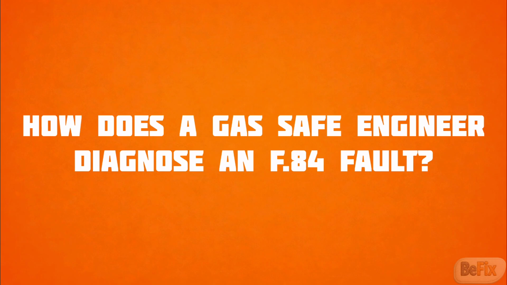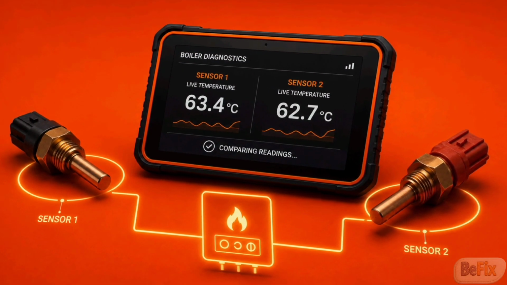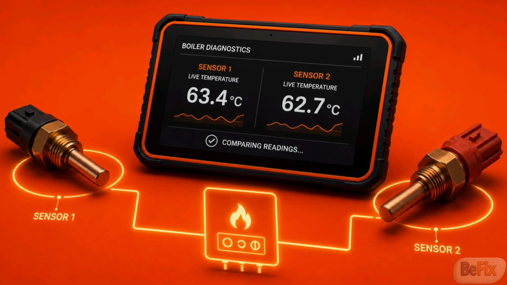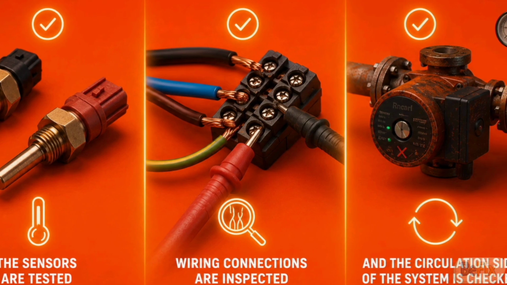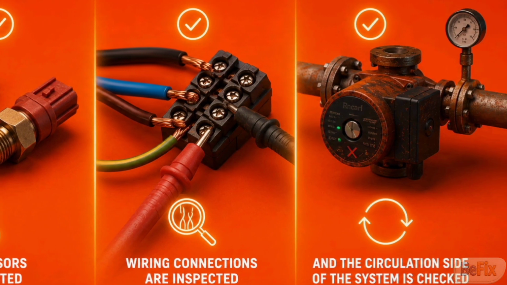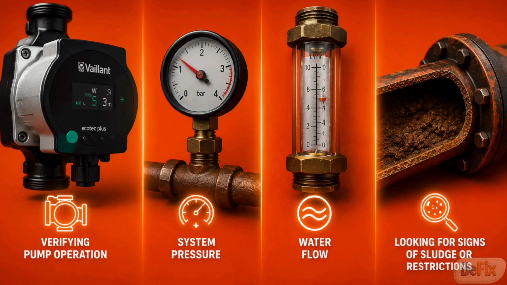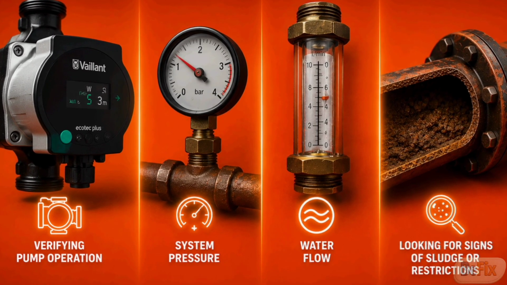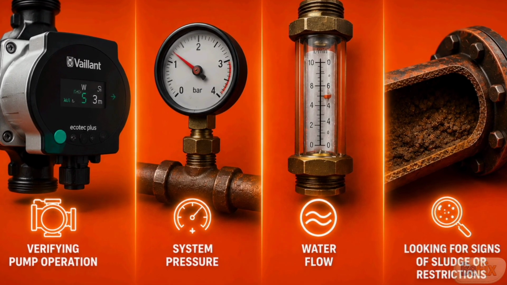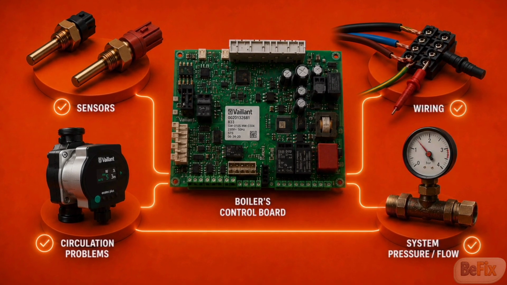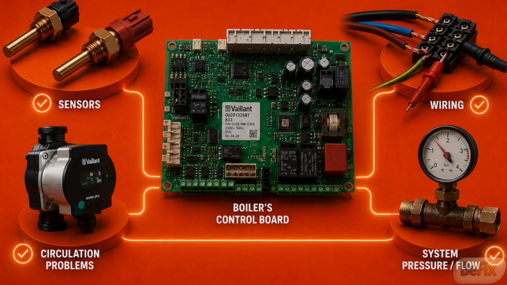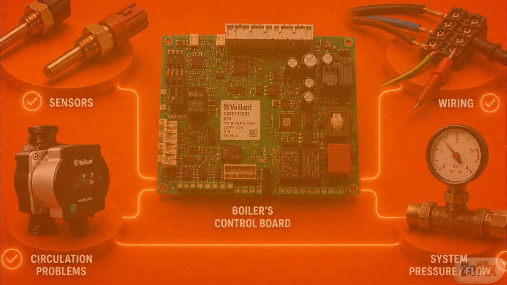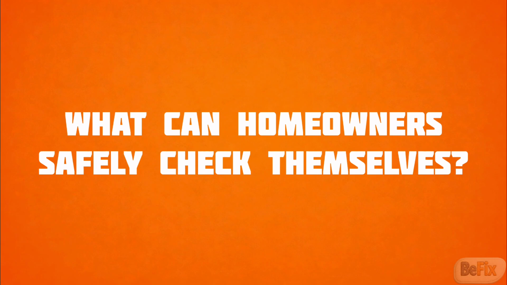So how does a gas-safe engineer diagnose an F.84 fault? We start by accessing the boiler diagnostics and comparing the live readings from both temperature sensors. The sensors are tested, wiring connections are inspected, and the circulation side of the system is checked. This includes verifying pump operation, system pressure, water flow, and looking for signs of sludge or restrictions. By following a structured diagnostic process, we can determine whether the fault is caused by sensors, wiring, circulation problems, or the boiler's control board. Now, what can homeowners safely check themselves?